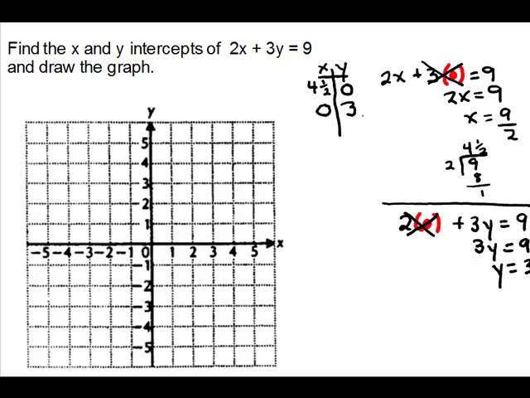Now we have two ordered pairs. We can draw the graph. So first, 4.5, 0. X-intercept should land on the x-axis. We're going to guess for 4.5 about right here, and it does not go up or down. And then 0, 3, y-intercept should land on the y-axis. We'll connect the points to draw our graph.